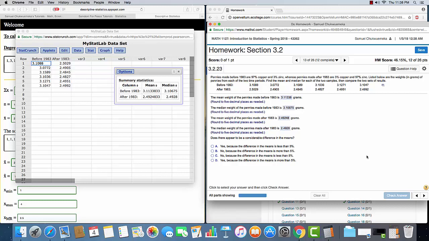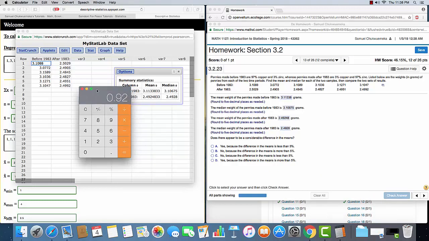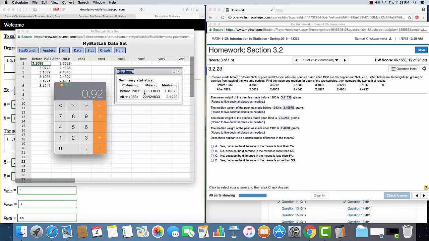Okay. Does there appear to be a considerable difference in the means? Like I said, considerable difference significantly. If we see more than 5%, if one value is more than 5% of the other, then there is. So let's pull up this calculator. Let's take the 5% of this. 0.05 times 3.1133833.